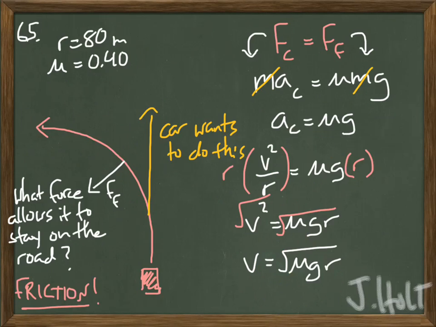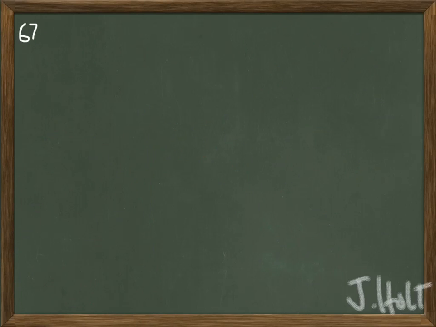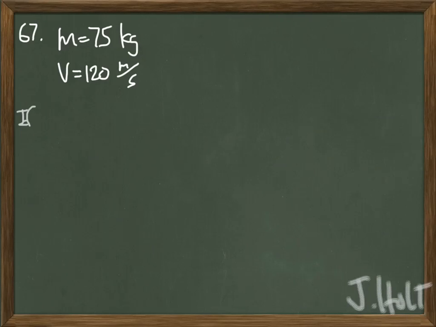Alright, let's take a look at 67. We have the mass of a pilot, and we're doing a loop-the-loop in our airplane. We're given the velocity. And it says that as the pilot's upside down, he experiences no force.